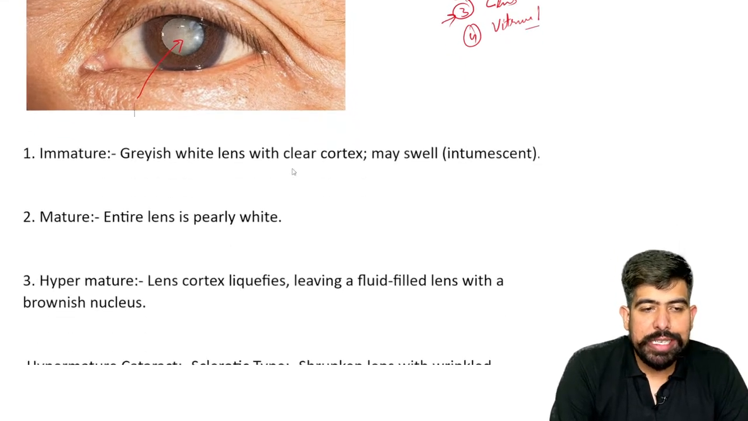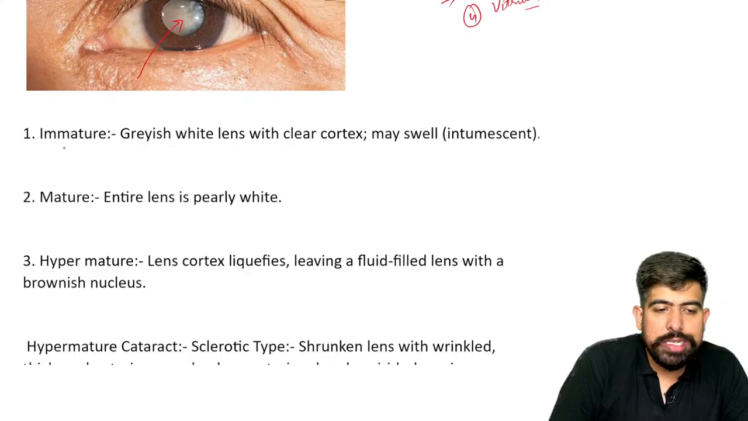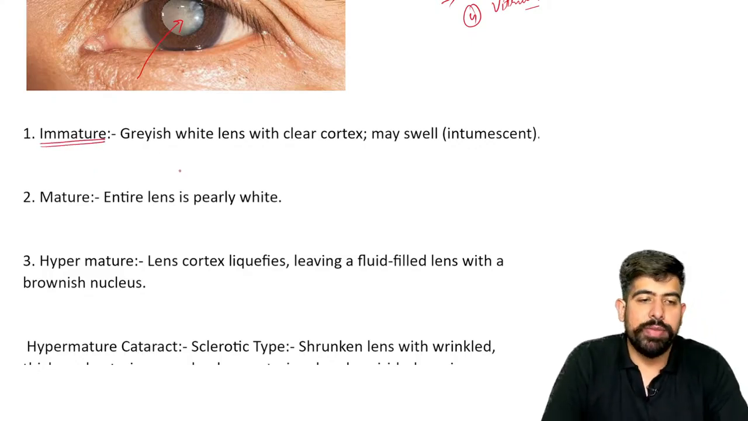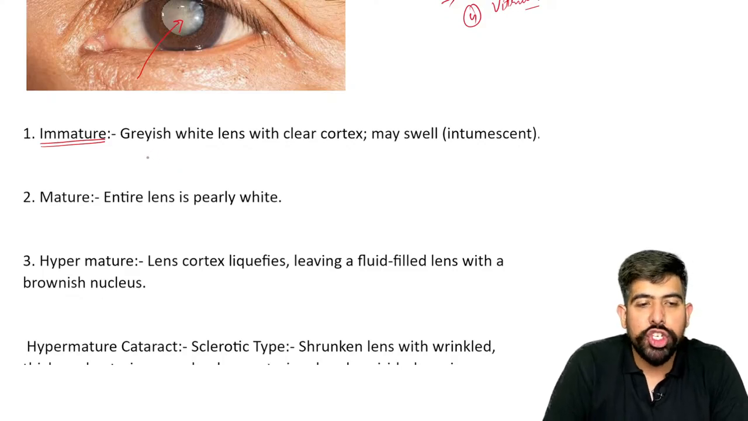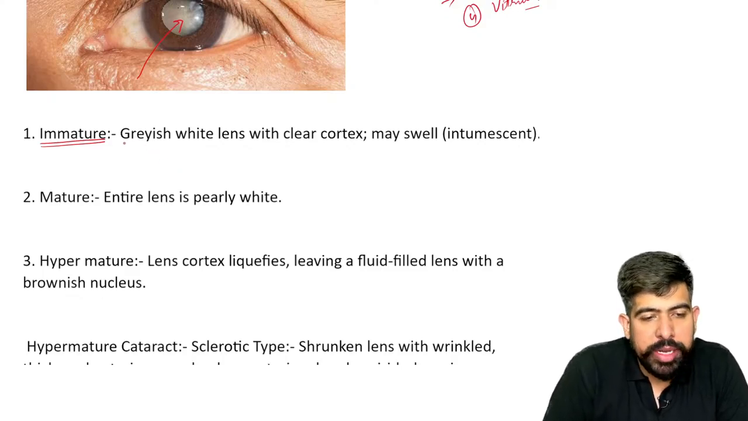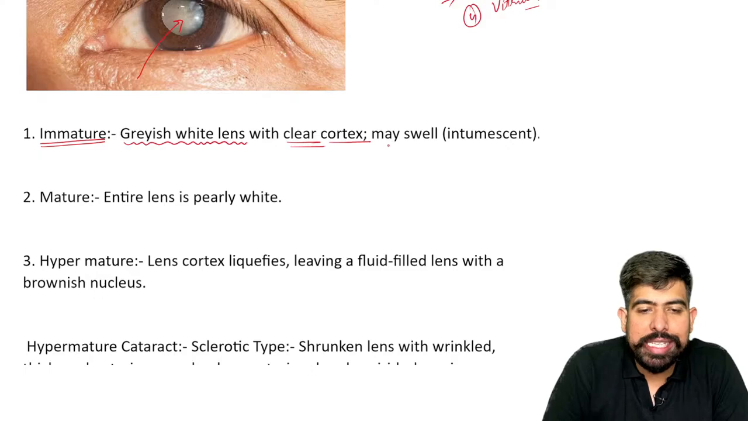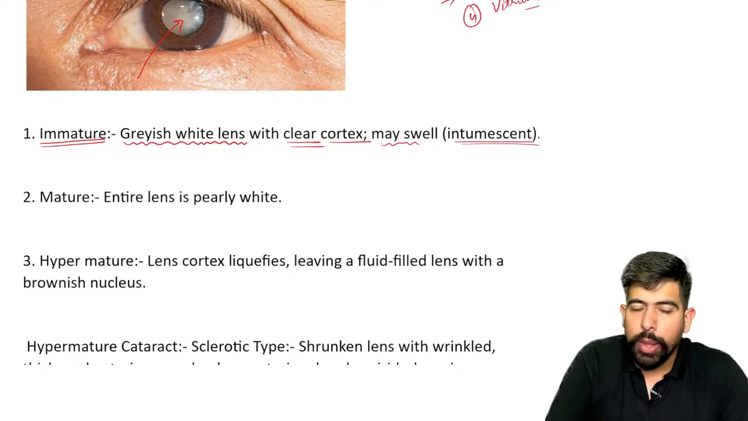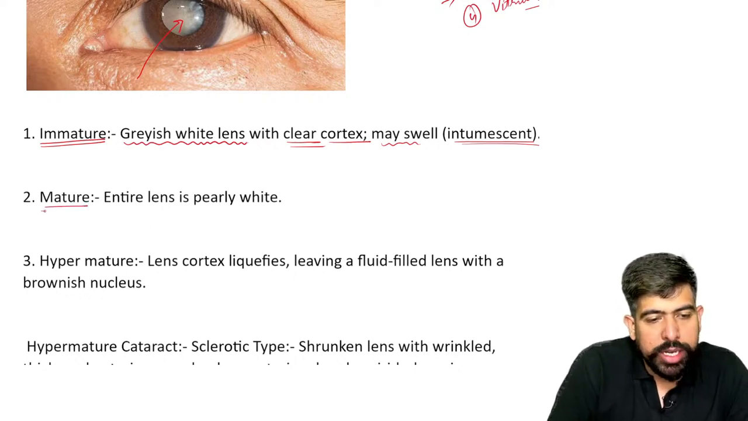Moving forward, in the senile cataract we also have types. The first is the immature type of cataract. What is the meaning of immature? In the immature, the lens remains grayish white with a clear cortex, and maybe there will also be some swelling. We call this the intumescent cataract, and it is not yet mature. The immature cataract has just started. Okay.